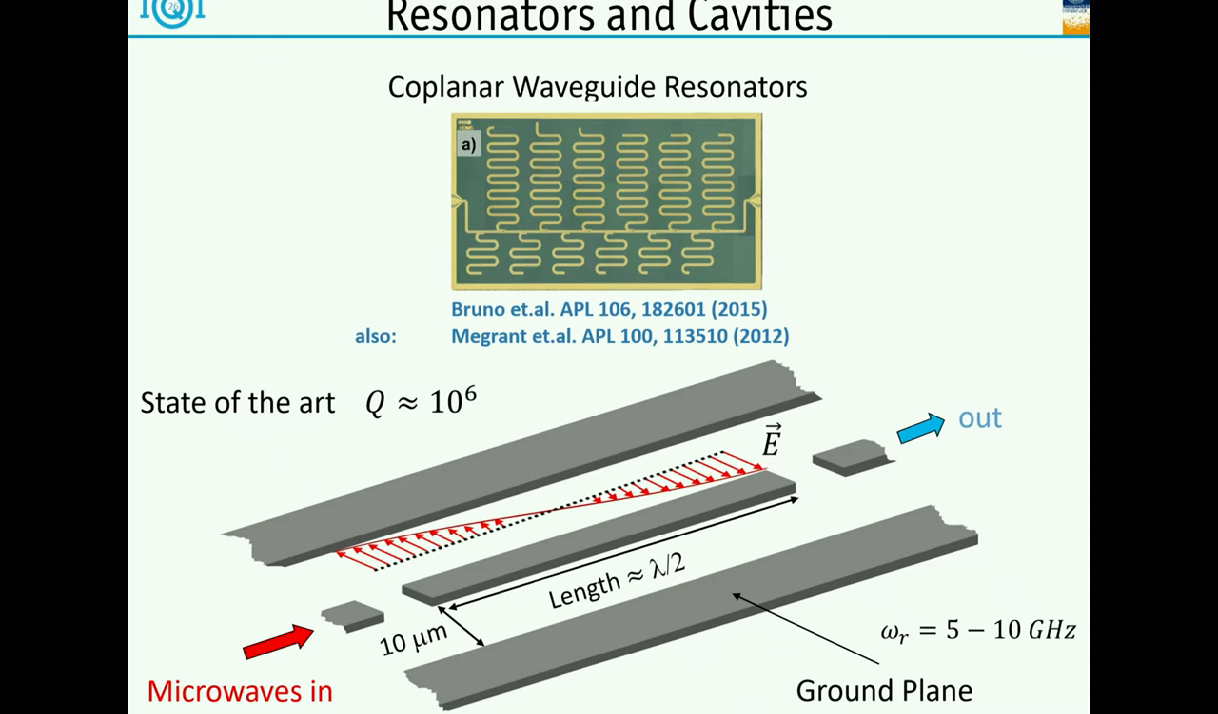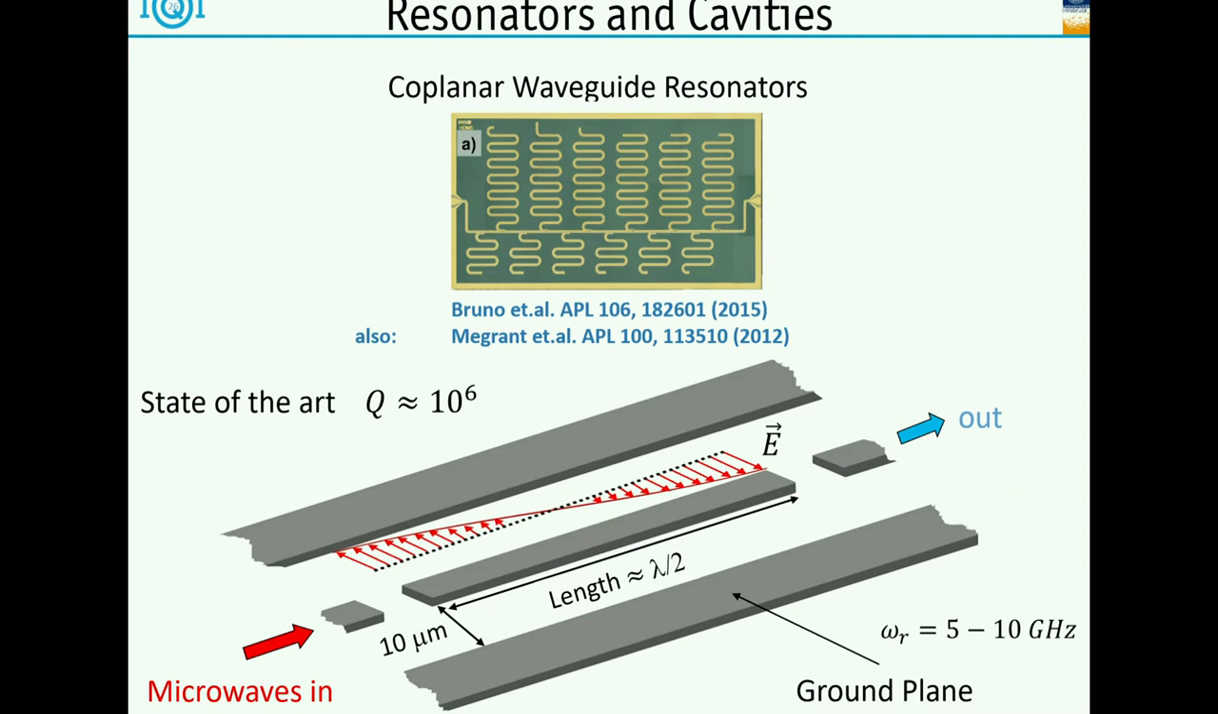So you have a ground plane. Essentially, what you do is you take a coax cable and you squish it flat on a two-dimensional plane. So you have a ground plane here on the top, a ground plane here on the bottom, and a center pin actually carrying your microwave signal. Now what I do to that center pin is I interrupt it at two locations and make the length between those two interruptions exactly lambda half. So what I get then is a standing wave of the electric field right here.